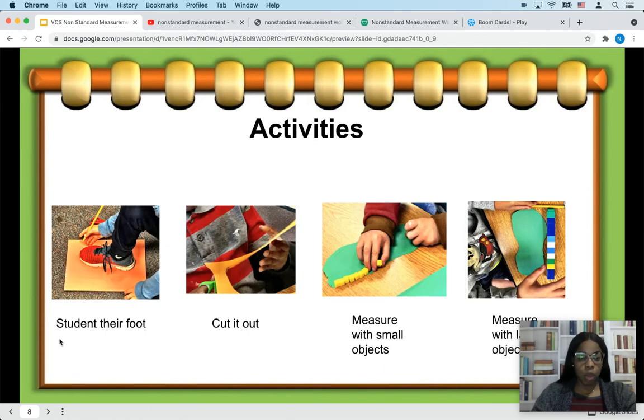Students can also, as we did prior, trace an image of their foot, cut it out, measure it with smaller objects, as well as larger objects. And again, they could compare. It took how many small versus how many big, and potentially tell the difference.